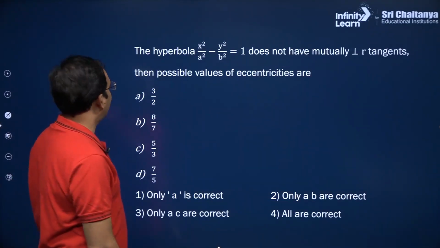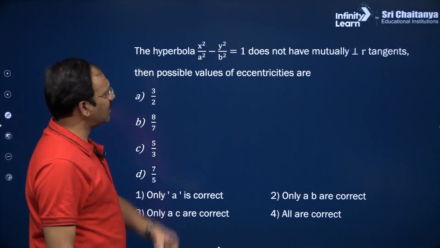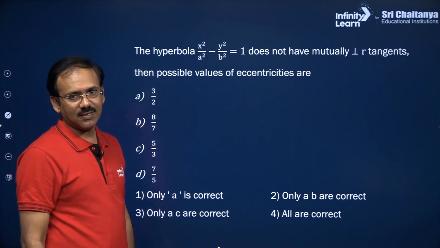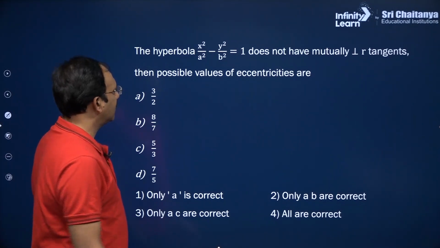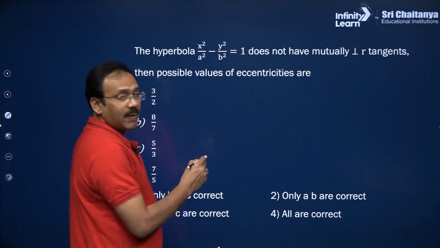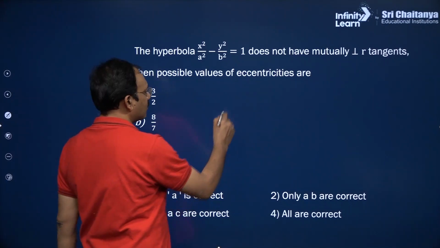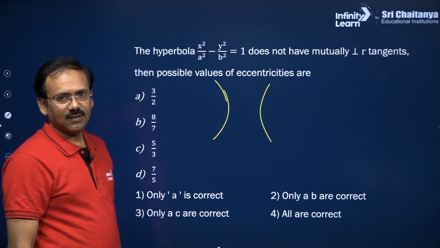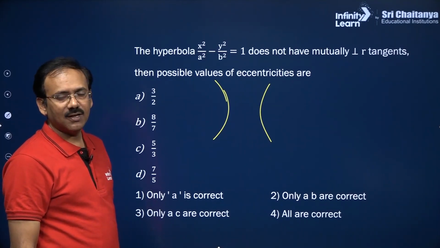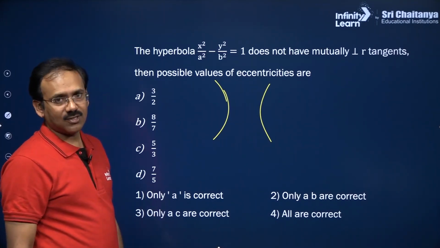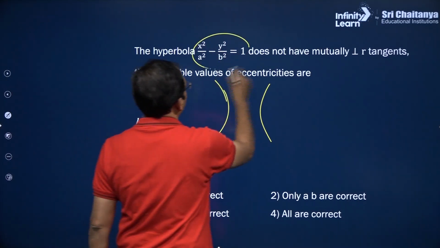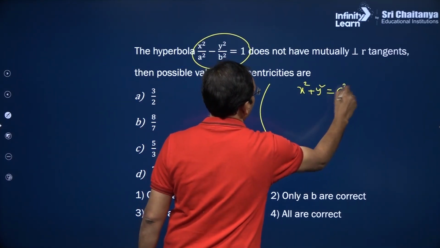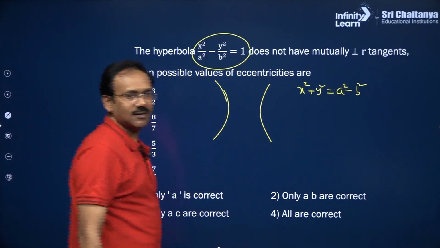Okay. Next, my dear friends, the hyperbola does not have mutually perpendicular tangents, then the possible values of the eccentricity. It is very clear. You see, mutually perpendicular tangents means we should immediately recall, what is that? Yeah, one special concept is there, the director circle. The director circle of this particular one is going to be x square plus y square is equal to a square minus b square, right.